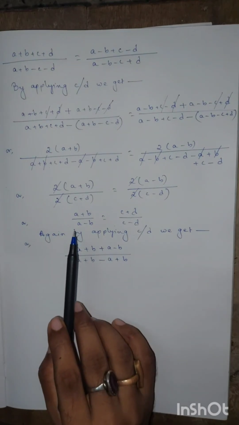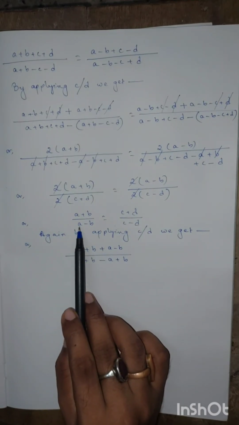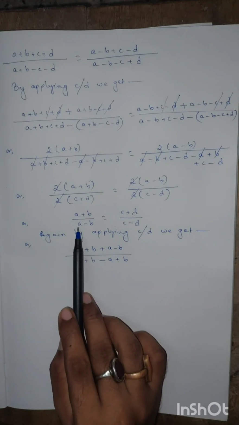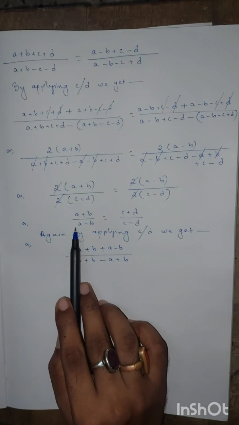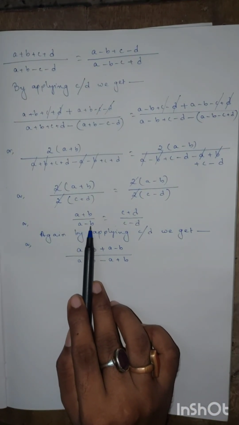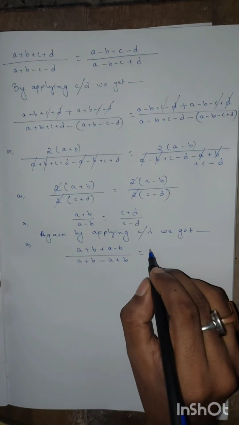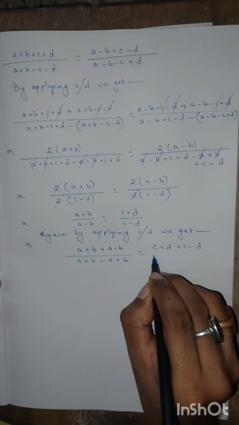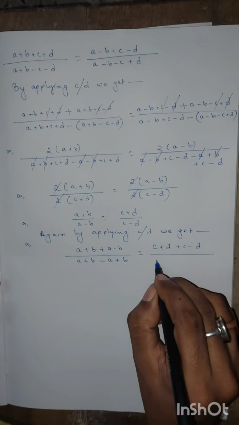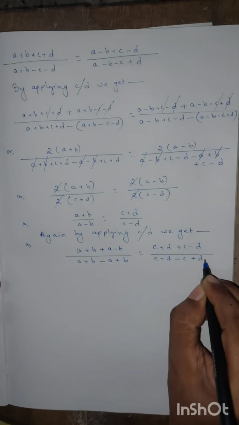Okay, so when we apply a negative sign before a minus b, the signs of a and b get interchanged. So a becomes minus a and plus minus b becomes plus b. Similarly, in the right hand side, c plus d plus c minus d, c plus d minus c plus d.